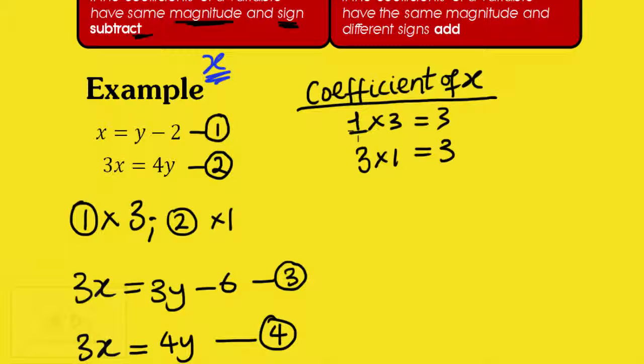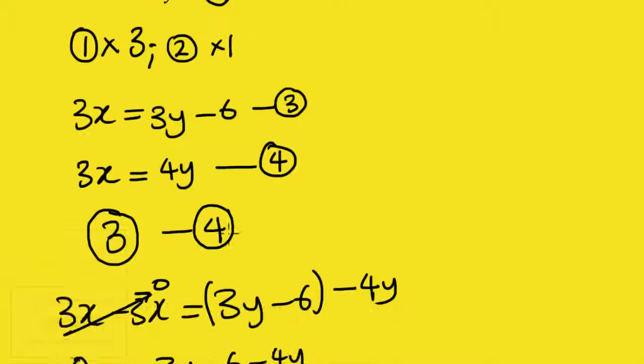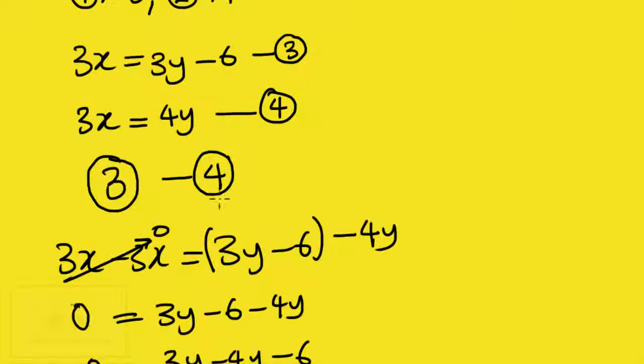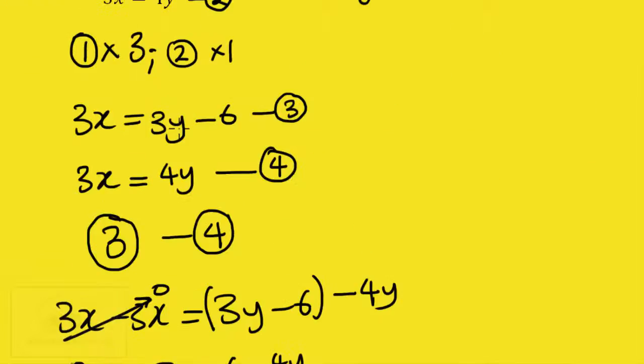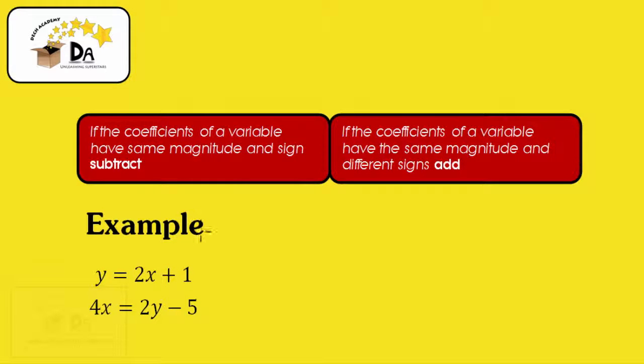1 is the coefficient of x in equation 1, and we multiplied 1 by 3. So we now multiply equation 1 through by 3. 3 is the coefficient of x in equation 2, and it was multiplied by 1 here. So we multiply equation 2 by 1. Now we got these two equations, and we subtracted one from the other to eliminate x using this rule. And that's it. Now here's a final example.